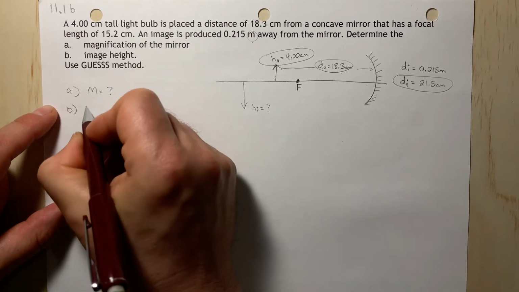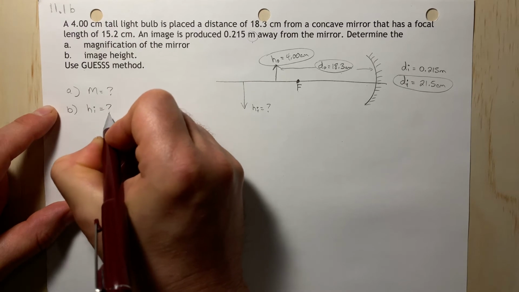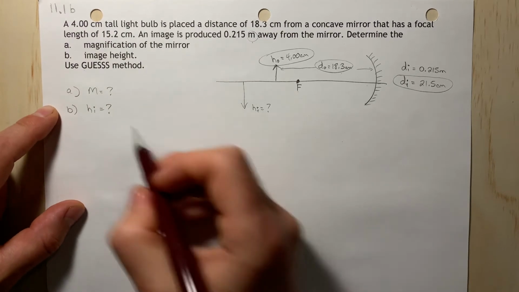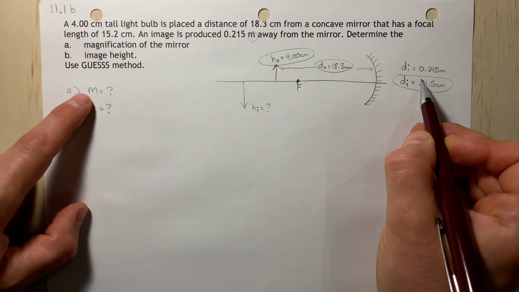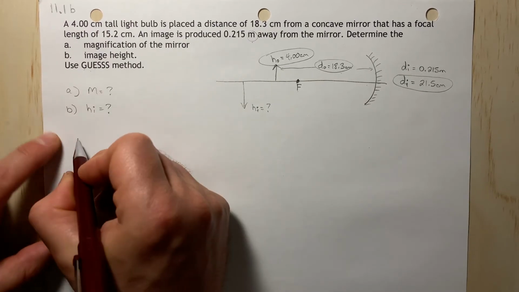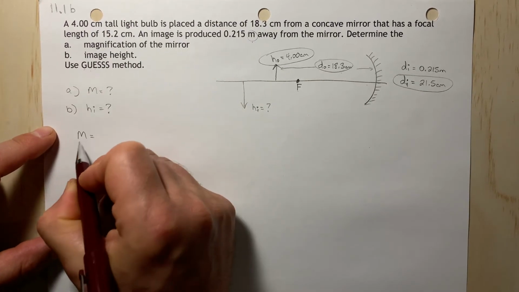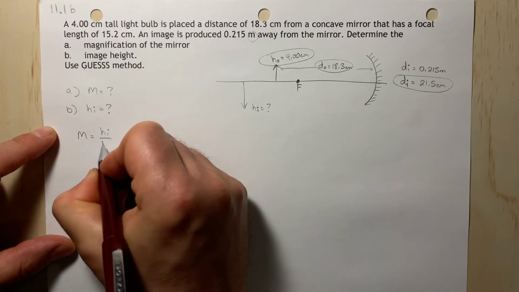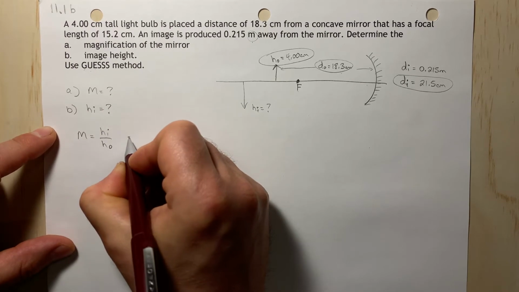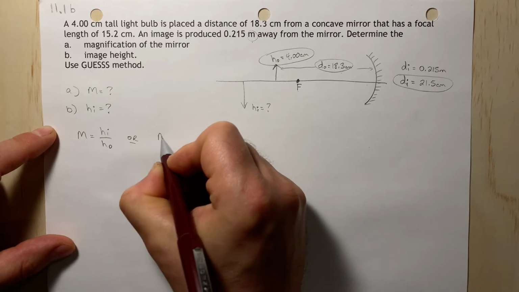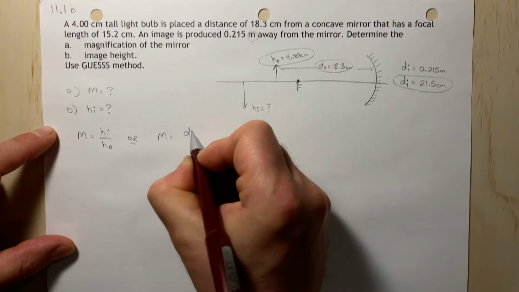For part B, it's image height. It's HI. There's my other unknown. I've got two unknowns that I'm looking for. So I know my given information. I know my unknowns. Let's talk equations. We know for the equations, we've got HI over HO, or we've got magnification is DI over DO.